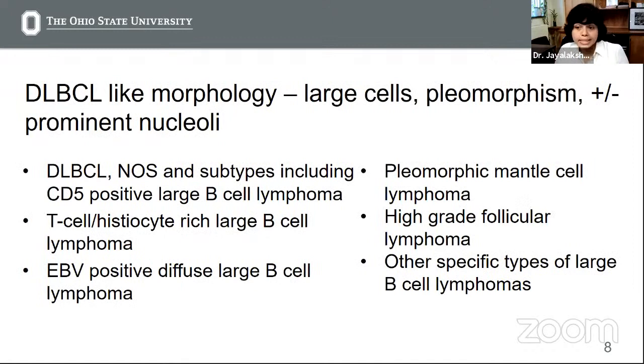So with that case in mind, let us look at other entities which I would put in the morphologic box of diffuse large B-cell lymphoma. That is the large cells, nuclear pleomorphism, variable clumping of chromatin, and variable prominent nucleoli. Large cell size is defined as larger than a normal macrophage nuclei or more than twice the size of a normal lymphocyte. This would include diffuse large B-cell lymphoma, not otherwise specified, and its subtypes, T-cell histiocyte-rich large B-cell lymphoma, EBV positive diffuse large B-cell lymphoma, pleomorphic mantle cell lymphoma, high-grade follicular lymphoma, and other specific or distinct subtypes of large B-cell lymphomas. So these are the entities we are going to look at right now.